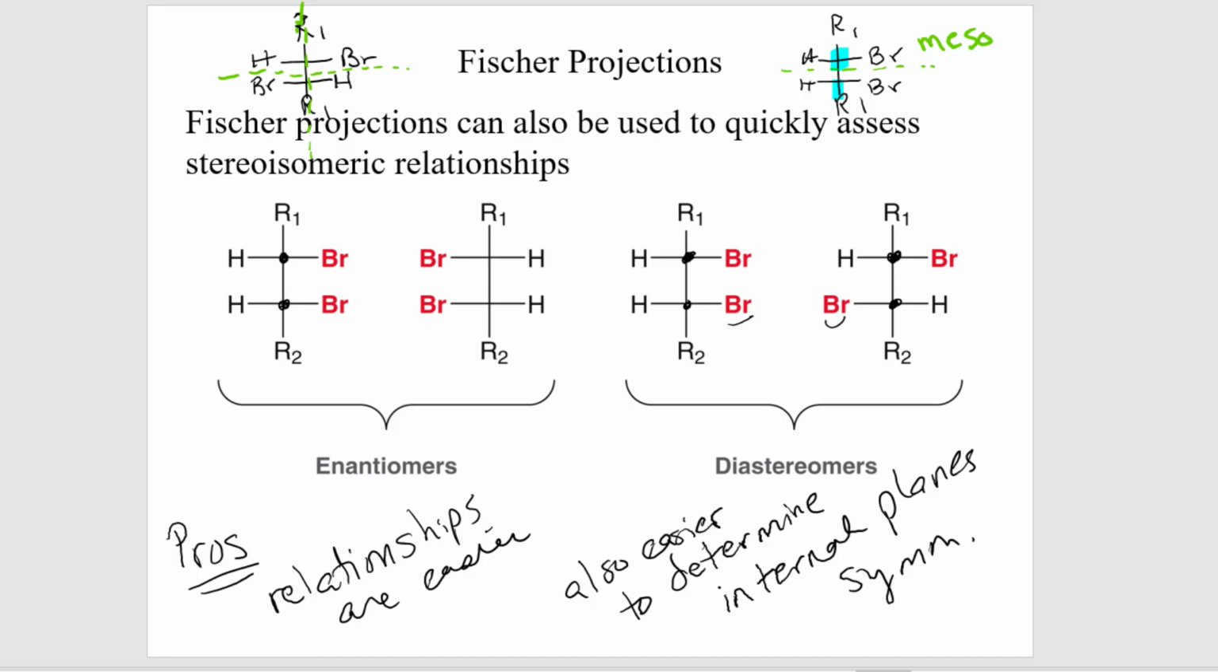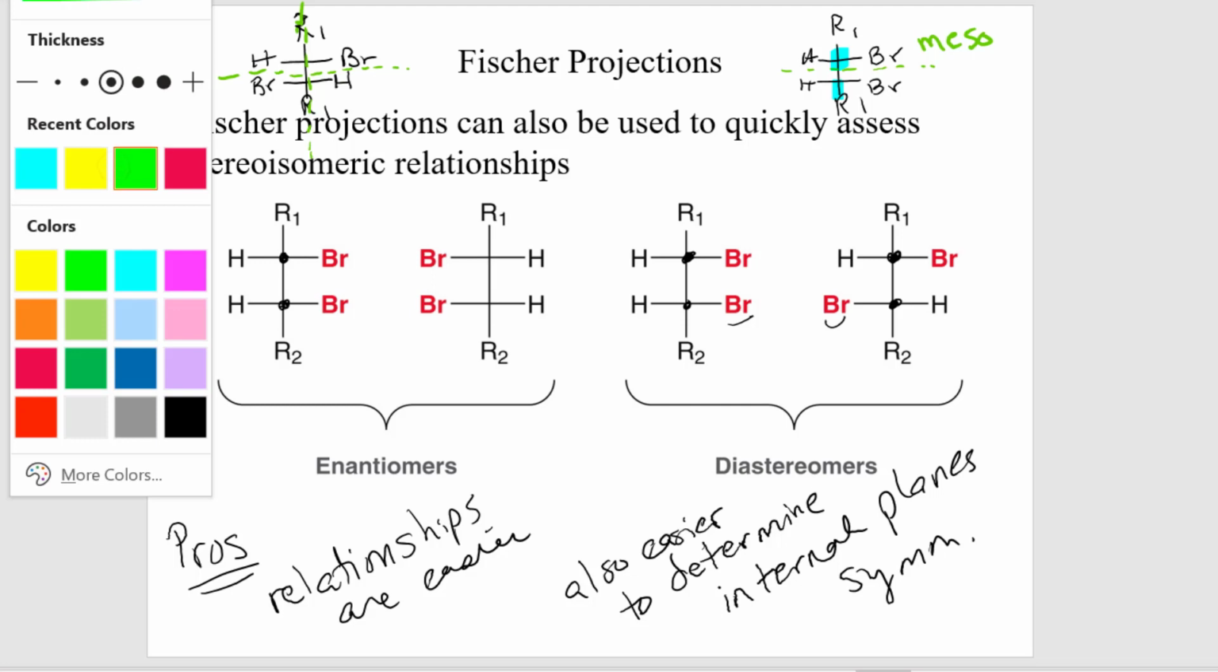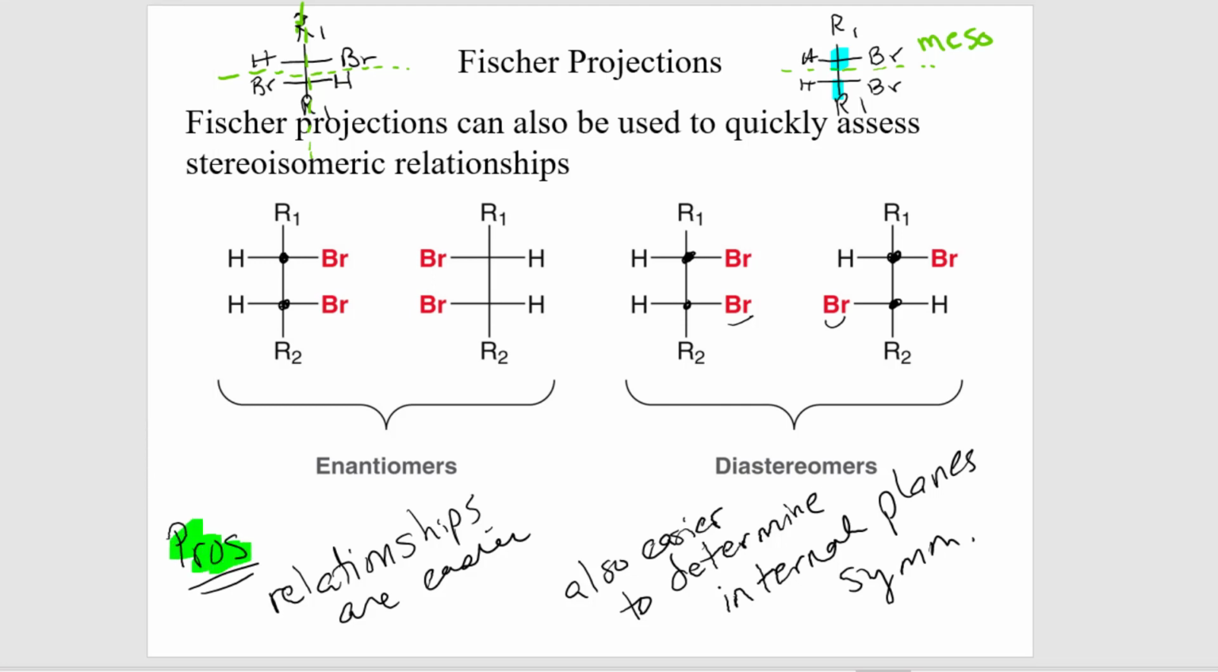So I think that some of the pros to Fisher projections is that it makes relationships easier to see, and it makes internal plane of symmetry a little easier to see without needing to do any rotations.